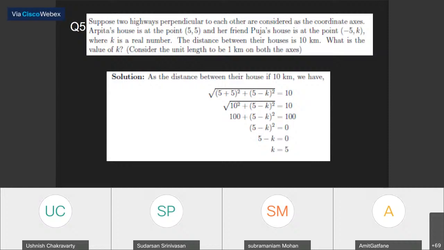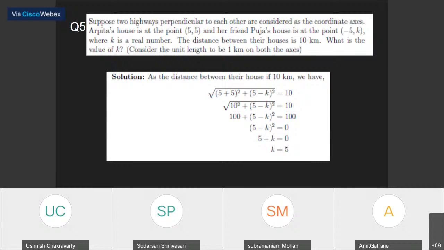Yeah, so here I have shown the solution. As was just said correctly, we have to find the distance, that is the root of (k minus 5) squared plus (5 minus (minus 5)) squared, which is nothing but 5 plus 5. So distance is nothing but the sum of the squares of the differences between the x values and the y values. The entire thing under the root is 10, so we square it on both sides. You get 100 plus (5 minus k) whole squared equal to 100. Then you solve for k, so you get (5 minus k) whole squared equal to 0.